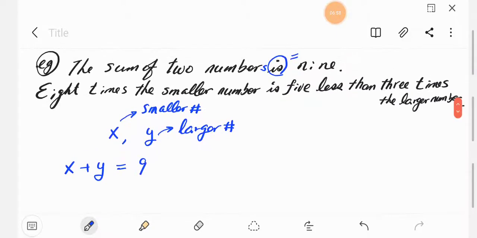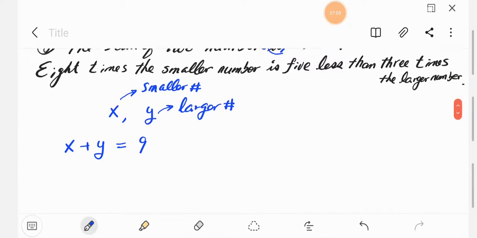All right. Okay, and then the second sentence is 8 times the smaller number. So we know the smaller number is what? x, right? Is means equal sign. Is equal to 5 less than 3 times the larger number. So what's the larger number? That is y, right?